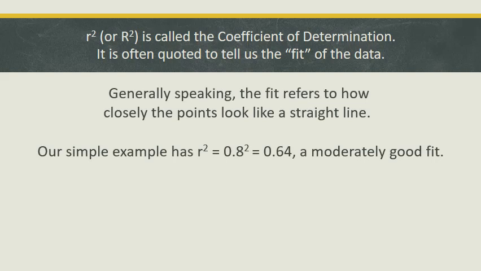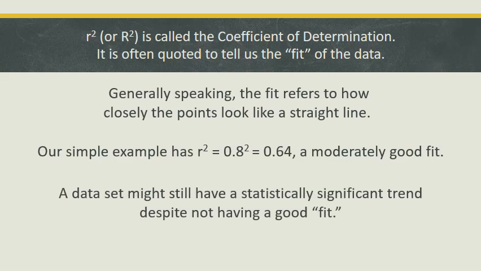Now at this point you may be thinking, isn't that what sample correlation already does? And you would be correct. The coefficient of determination is completely redundant in simple linear regression. However, it will become more important after we move on from simple linear regression, so I wanted to introduce it. Our example from the previous slide had a sample correlation of 0.8, so its coefficient of determination is 0.8 squared, or 0.64, which is a moderately good fit.